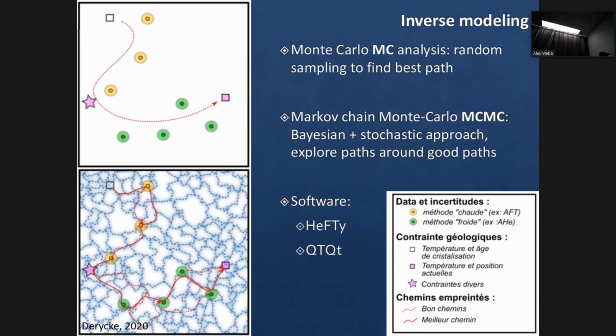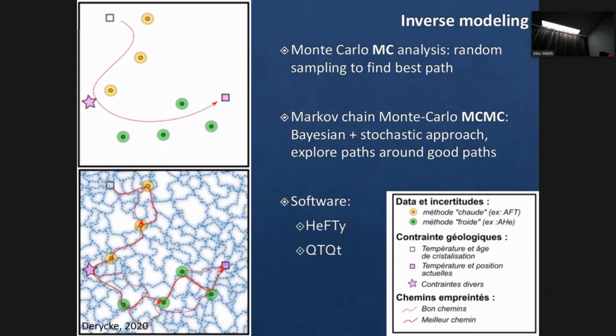Then we have something a bit more complicated, what we call in statistics the Markov chain Monte Carlo, MCMC, where you have a Bayesian and a stochastic approach. That means after the software finds the best path, you ask the software, can you please look around the best path? What if there is a better path just in this area? So you force the software to explore all the paths around here. The software identifies that this is not a good way, this is not a good way, this is a good one. And now I'm asking you, can you explore around to see if we can find better just around this best path?